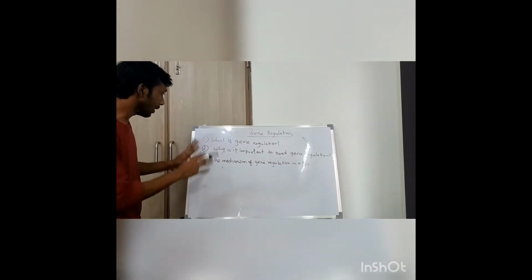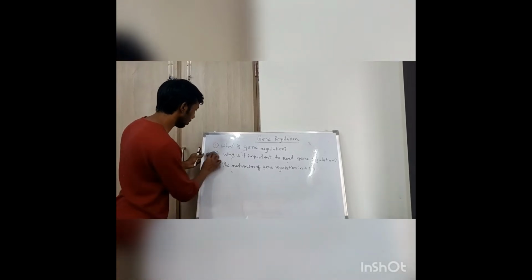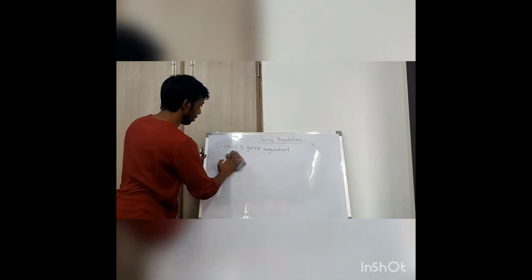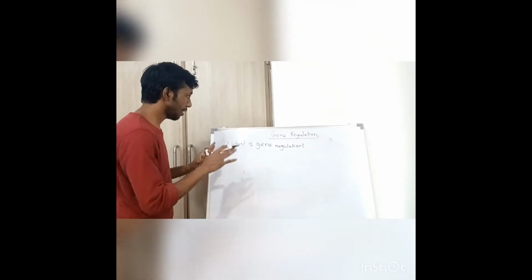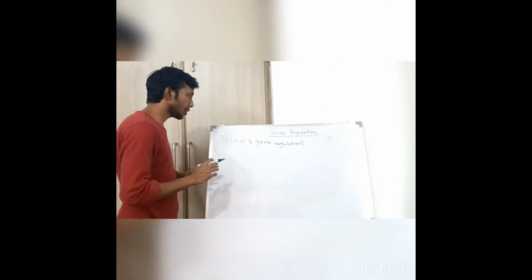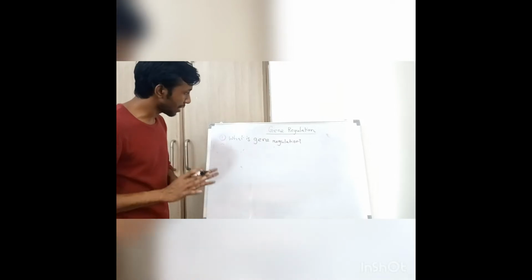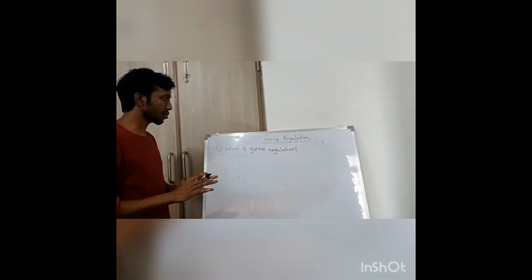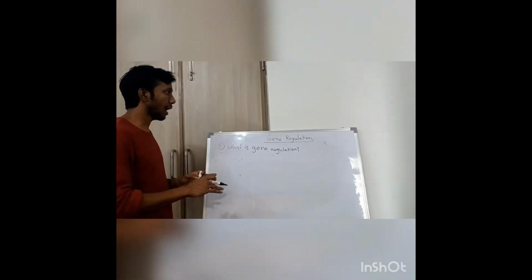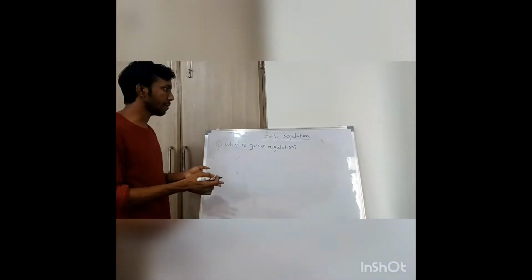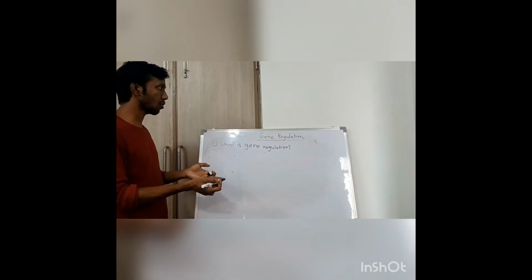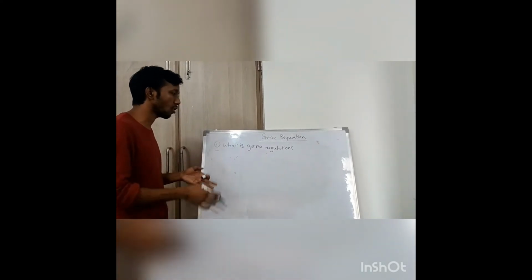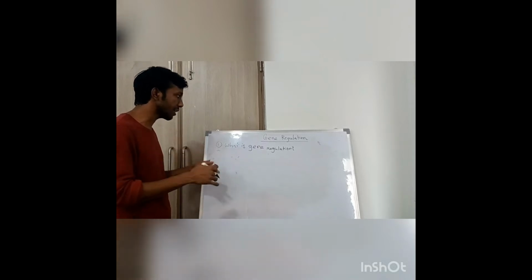So at first we will discuss what is gene regulation. Now, what is gene regulation? Gene regulation is the method to control the expression of a gene at a different time, at a different place, or how much amount a gene should be expressed. All that it regulates in a cell.